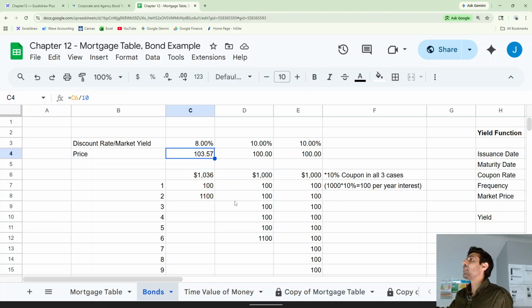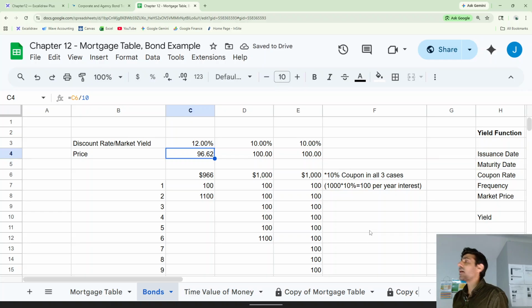So investors are willing to pay a little more than the par value because they're willing to accept a little less return. Does that make sense? Okay, so what if investors like, okay, actually 10% is not enough. I need a 12% return.